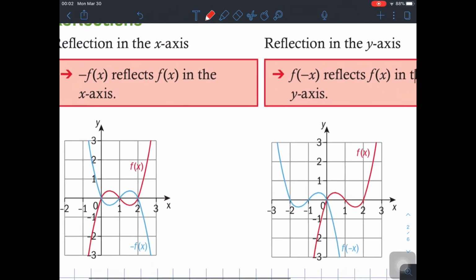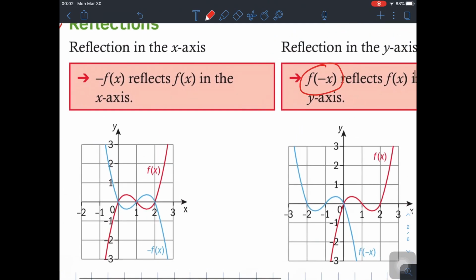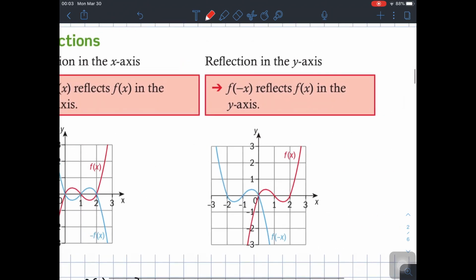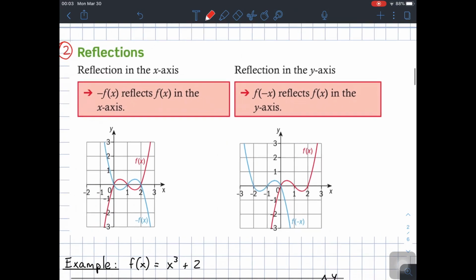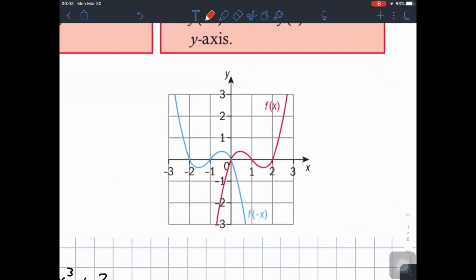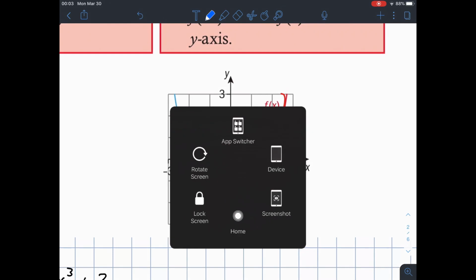Then we have the second case, which is f of minus x. You see the difference again? In the first case, we have the minus in front of the function, outside the function. And in the second case, we have the negative sign inside the function, and it's affecting the x. So in this case, f of minus x reflects f of x in the y-axis. So it has the same effect, but now the y-axis acts as a mirror, right? So you see, this is the original function, and the reflected function has its x-coordinates changed, okay?